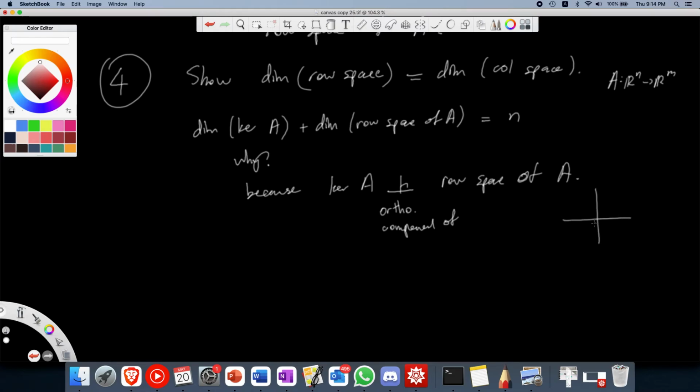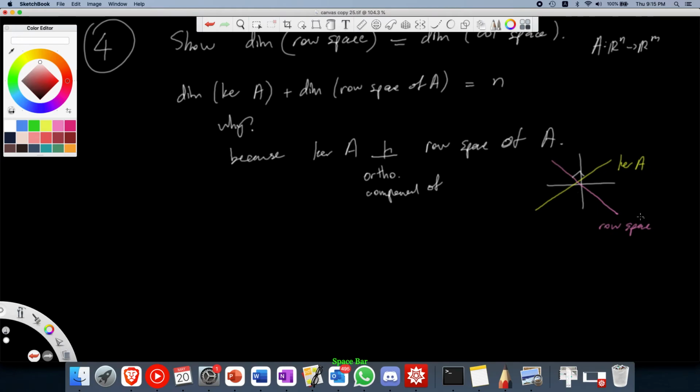So I live in a 2D world, and let's say my kernel is some line passing through the origin, kernel of A. Then the orthogonal complement is going to be a perpendicular vector space in a sense. And it takes up whatever remaining dimensions there are, because the dimensions reflect how many perpendicular vectors you can have in the first place.